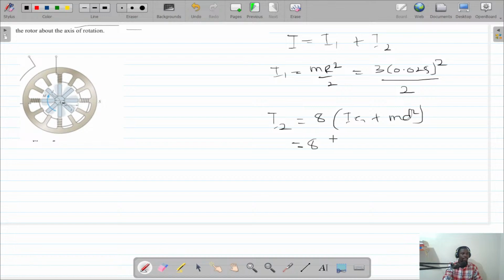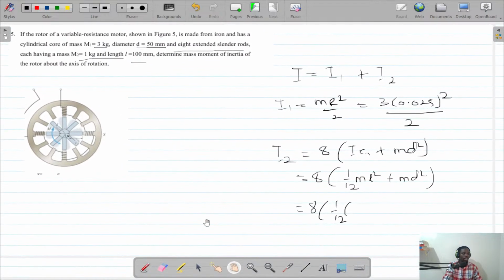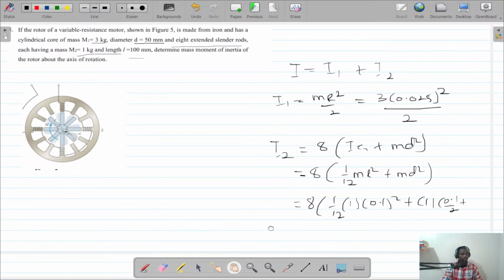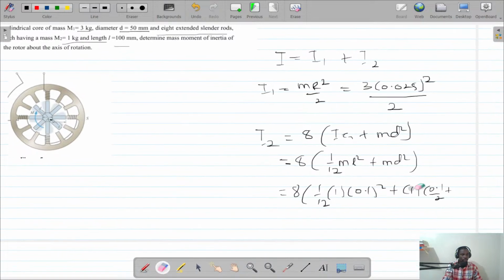So we have 8 multiplying 1 on 12 ml squared plus md squared, which is 8 times 1 on 12. The mass of the spoke is 1 kilogram, so we have 1 here, and then the length is 100 millimeters, 0.1 squared plus 1 multiplying 0.1 over 2 plus, so 0.1 over 2. Let me clean this one.